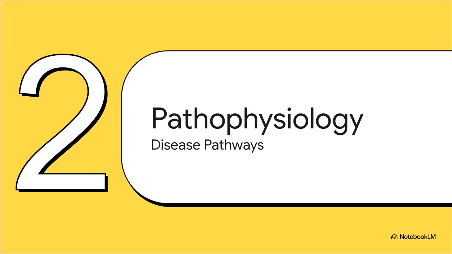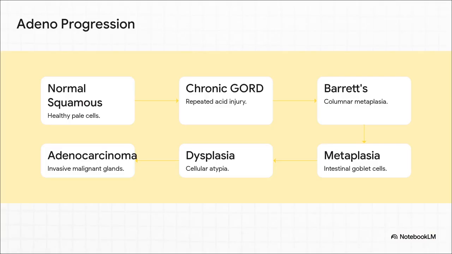Moving right along to Section 2, Pathophysiology and Disease Pathways. So adenocarcinoma doesn't just arise suddenly out of nowhere. It actually follows a very ordered, predictable biological sequence. It kicks off with chronic gastroesophageal reflux disease, or GORD, leading to repeated acid injury. This triggers Barrett's esophagus, moving into intestinal metaplasia, then progressing to dysplasia, and ultimately culminating in adenocarcinoma. This sequential biology is exactly why clinical surveillance of Barrett's esophagus is absolutely critical.